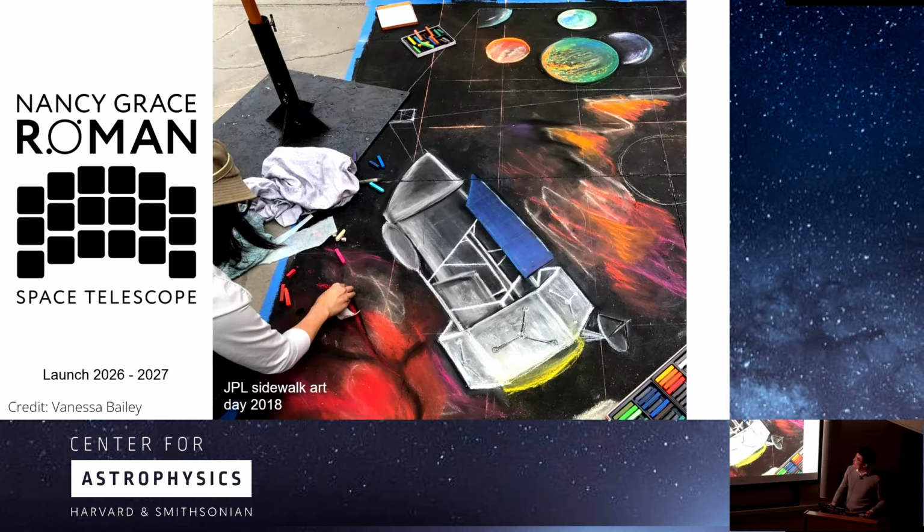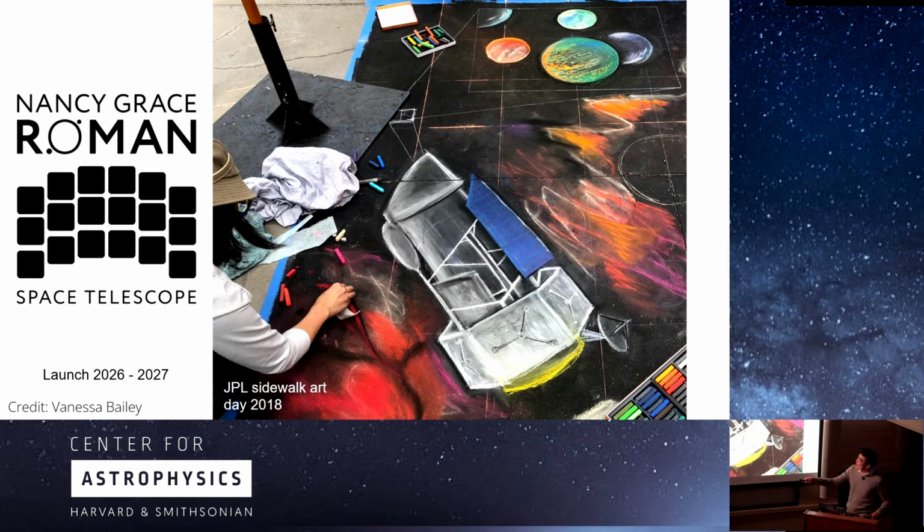I'm going to talk about the Nancy Grace Roman Space Telescope first. Here's a nice chalk walk art. I did not do this, but this is a cool chalk walk art in Pasadena of the telescope itself. It's coming surprisingly quick. I know lots of people have been excited about JWST, and now with JWST online and doing lots of cool science, the next one, the current nominal launch window, I think, is late 2026 to mid 2027. So if things go well, in a few years' time, this will be in space.